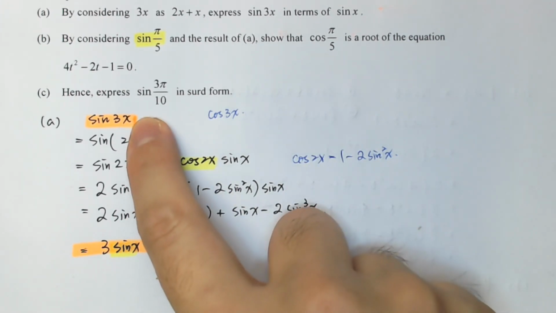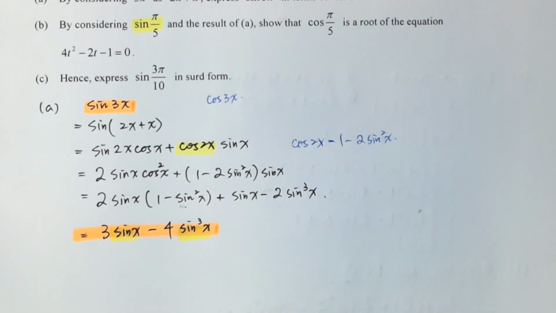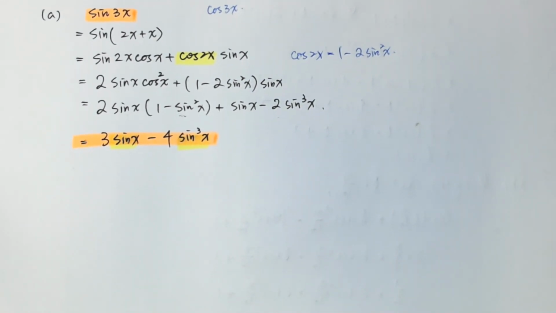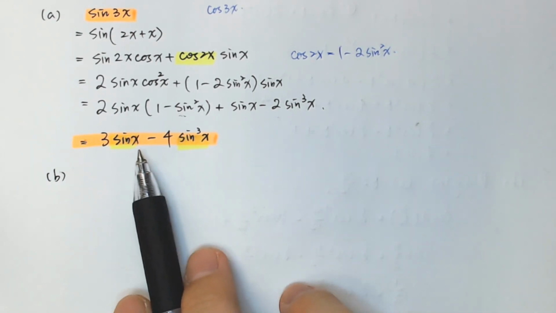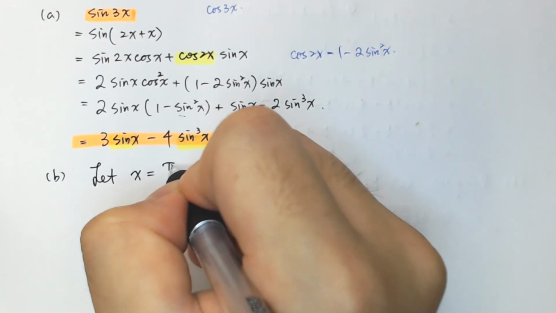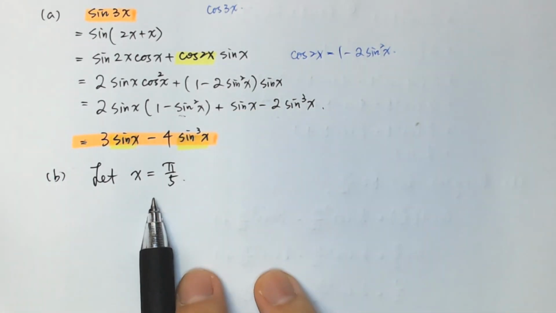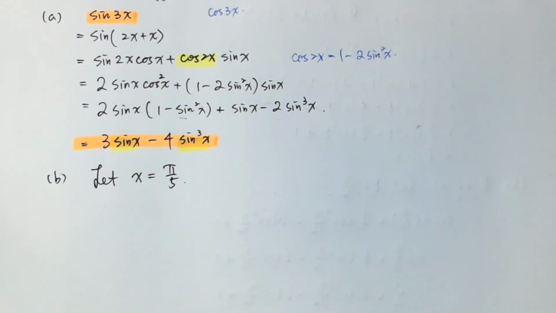And how do we make use of this sine of 3x? This is the most difficult part. In this kind of question, you may consider something like this, and this is quite weird for you to consider. Anyway, when I want to make use of the result of part A, I would say x is pi over 5. So we let x be pi over 5. Then I need to make use of something related to 3x.